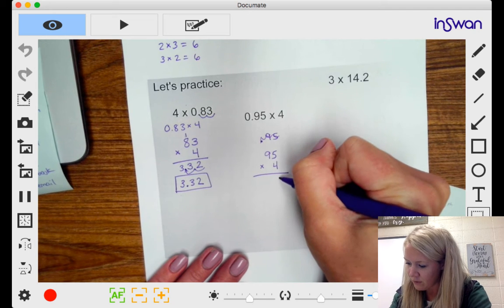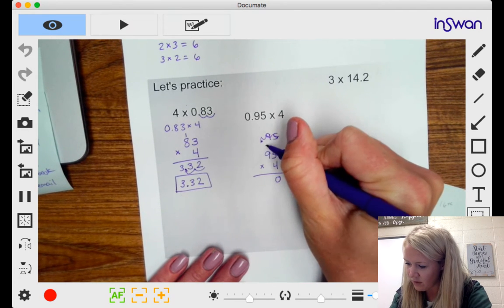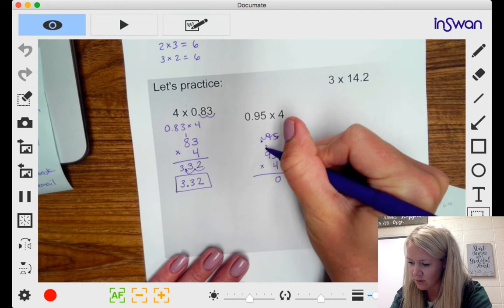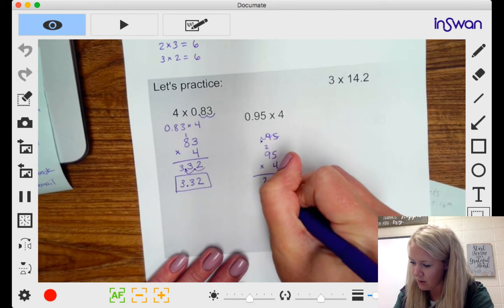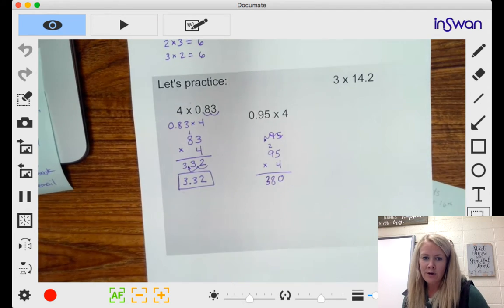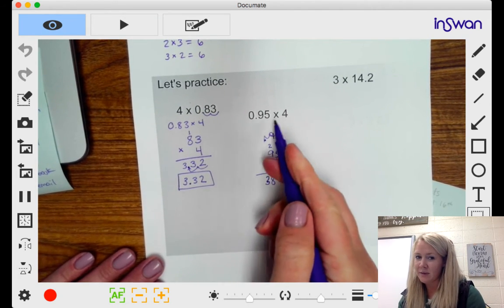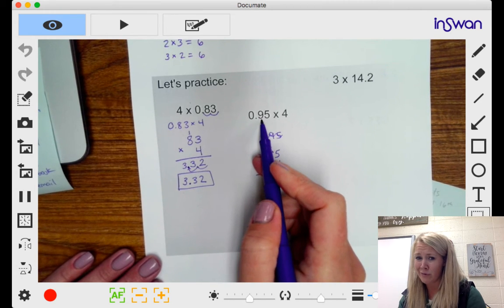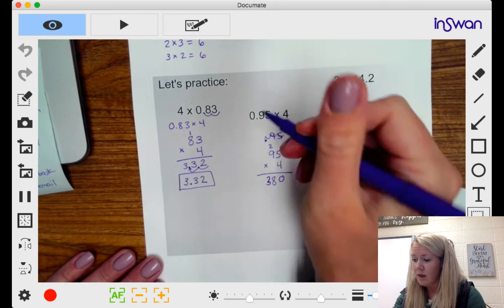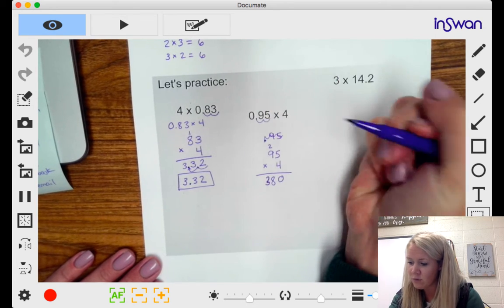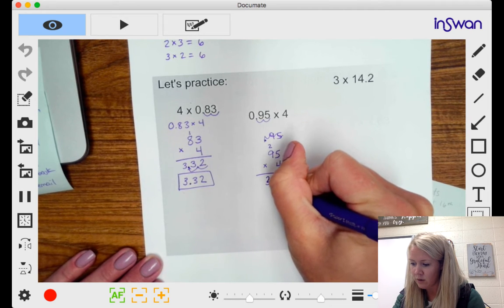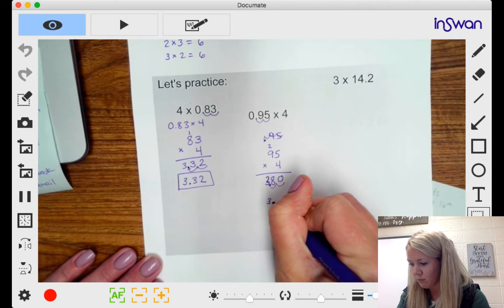So 5 times 4 is 20, the 1's digit, and the 2 goes up. 4 times 9 is 36, 37, 38 by adding what was up there. Oops, 38. And so I have 380. Again, that doesn't make sense for this problem because I have a number less than 1 times 4. I shouldn't have an answer in the 300s. And so there are 1, 2 decimal places in the original problem. So I have to work my way back in 1, 2 places. So 3.80.